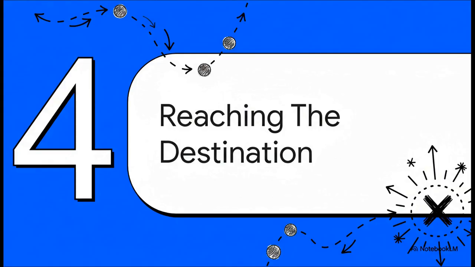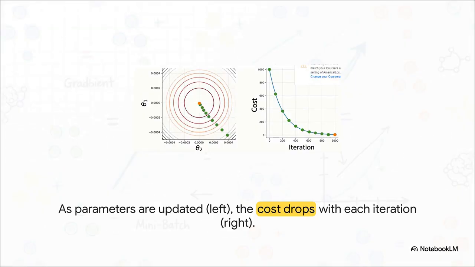So, after walking through that loop again and again and again, what does it actually look like? What's the result of all those tiny little steps downhill? Let's watch our algorithm finally reach its destination. And here is the payoff. This is so cool. Look at these two plots together. On the left, you can see our little green dots, which represent every step we take, marching steadily towards the center of the map, that low point. And on the right, you can see exactly what that means for our performance. With every single step, with every iteration, the cost just plummets. Our model is literally learning before our eyes.